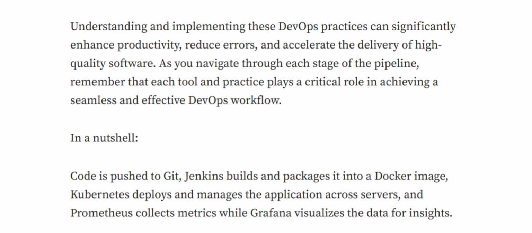As you navigate through each stage of the pipeline, remember that each tool and practice plays a critical role in achieving a seamless and effective DevOps workflow. So, in a nutshell, code is pushed to Git, Jenkins builds and packages it into a Docker image, Kubernetes deploys and manages the application across servers, and Prometheus collects metrics while Grafana visualizes the data for insights.